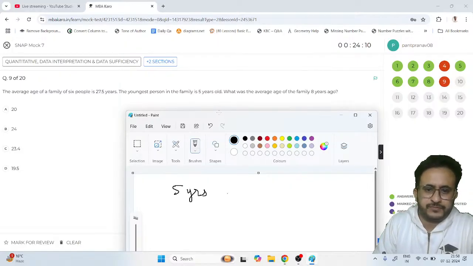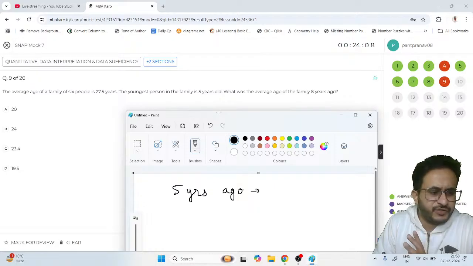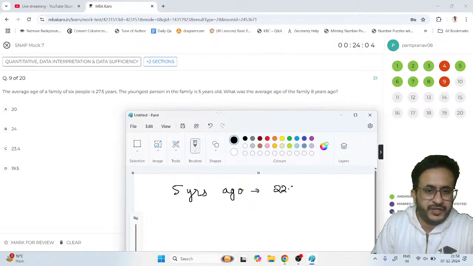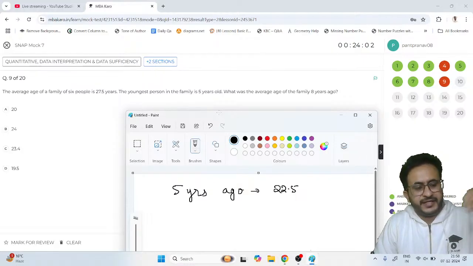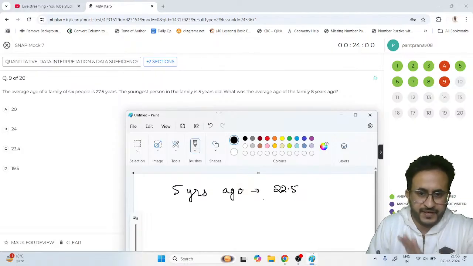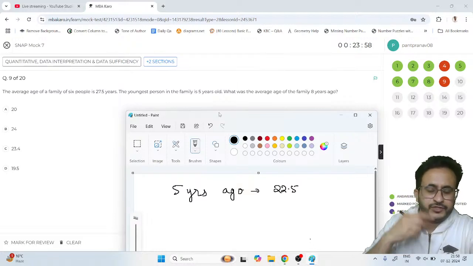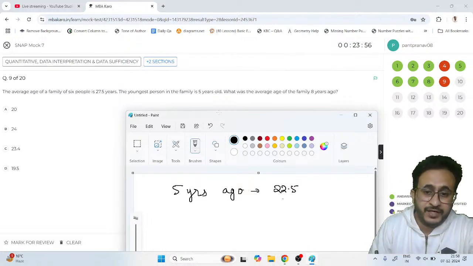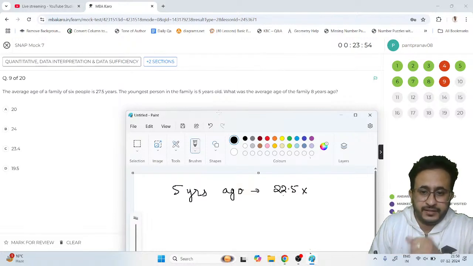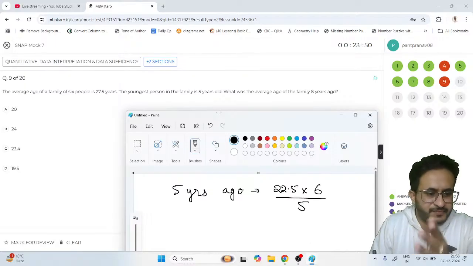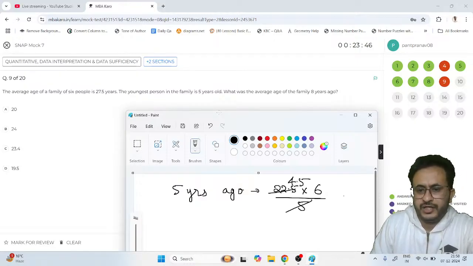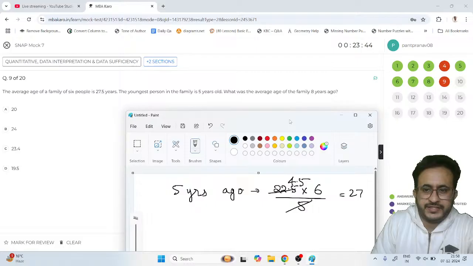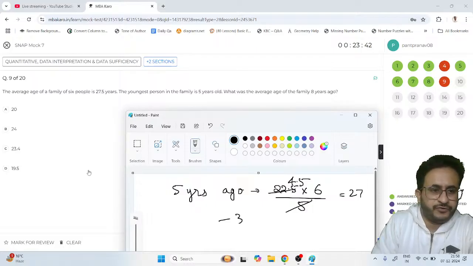So 5 years ago, when the child was born, the total age of the family was 22.5 average, because every year it reduces by 1 year. But there were only 5 members before the birth of that person. So this is 27, right? 8 years ago, so minus 3, that is 24 years.